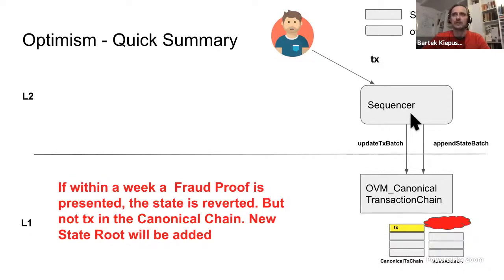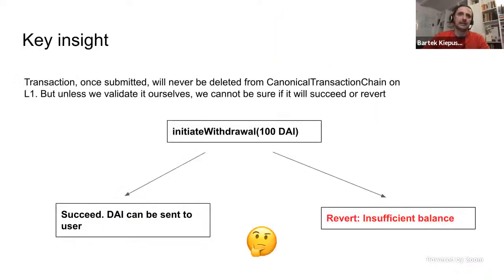We don't have to wait for the sequencer. I mean, anybody running a full node over L2 can look up this transaction, can read the canonical transaction chain straight from L1, and can compute the correct state for themselves. Very much like you would be doing running a full node on L1. So if you look up this transaction, you can check yourself whether it will actually succeed.